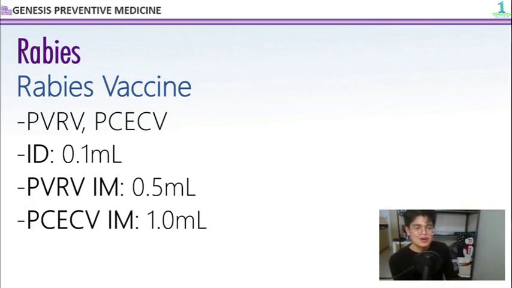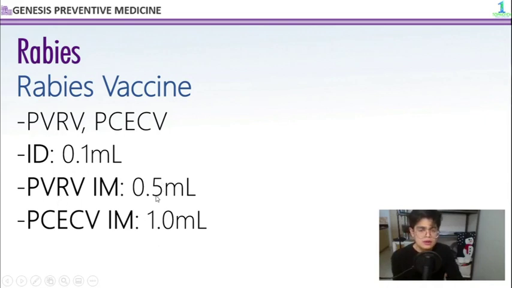So if you've ever performed a vaccination that involves wheal formation, you will know that you always really just need a small amount. And the PVRV IM and the PCECV IM, intramuscular. These are the brand names, Rabipur and Verorab. For the PVRV, it's 0.5 milliliters, and PCECV 1 milliliter.